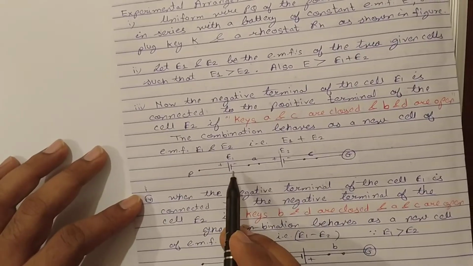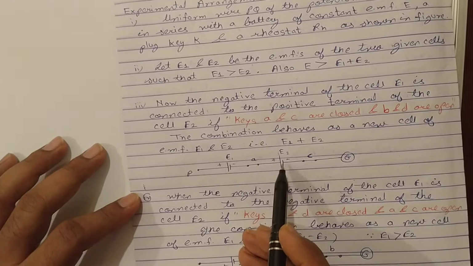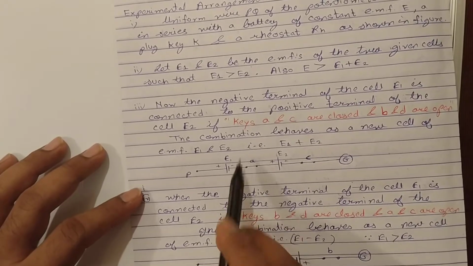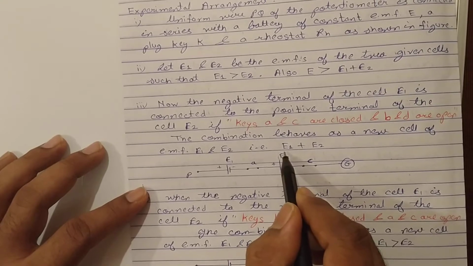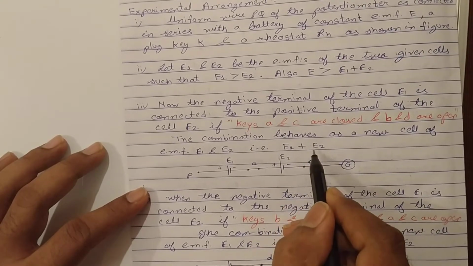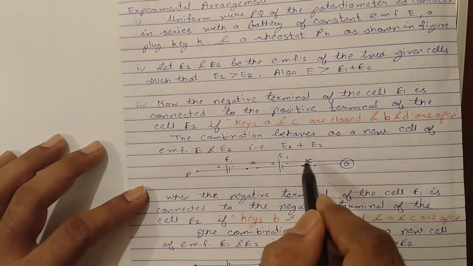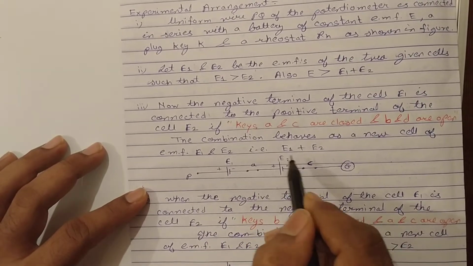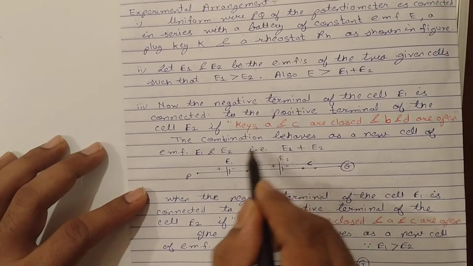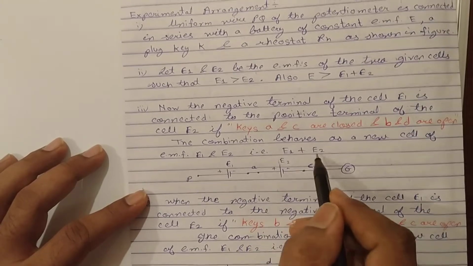So this particular combination, plus minus, you will see here, plus minus, then plus minus. This combination is a series combination in such a way that this is E1 plus E2. This combination will give us, when I insert key A and C, net EMF, which is what? E1 plus E2.